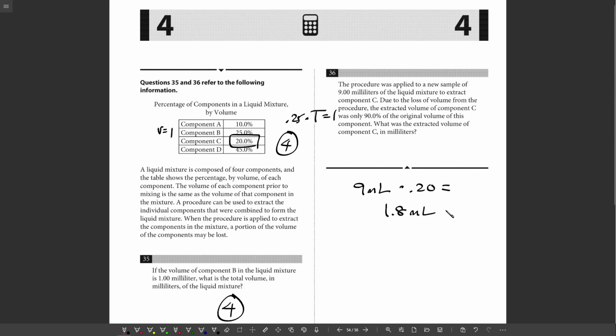But when I extract it, I only get 90% out. I lose 10%. So I'm going to, in turn, multiply my 1.8 times 0.9, and that's going to tell me what's 90% of 1.8. That's how much is extracted. So I get 1.62, and that's my answer.